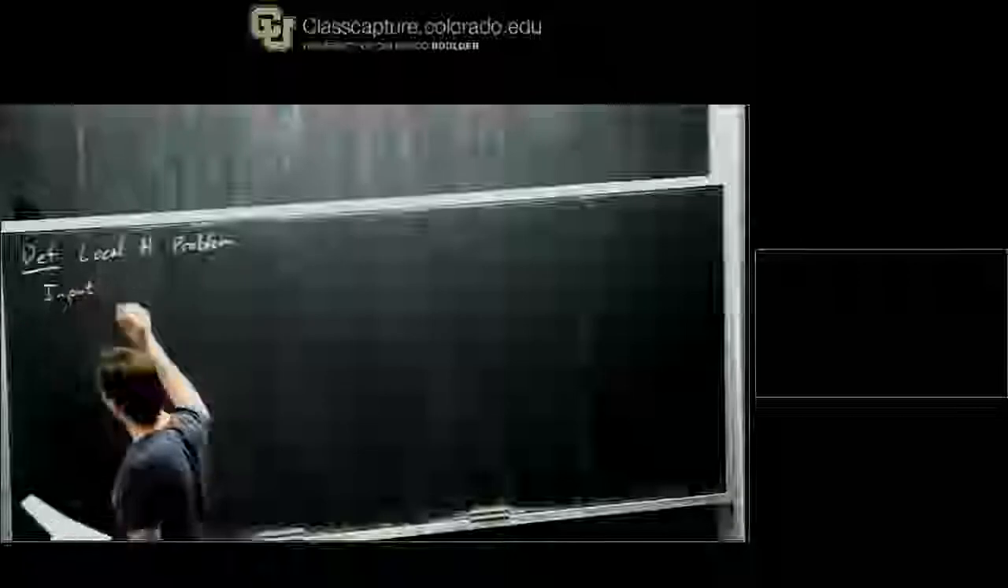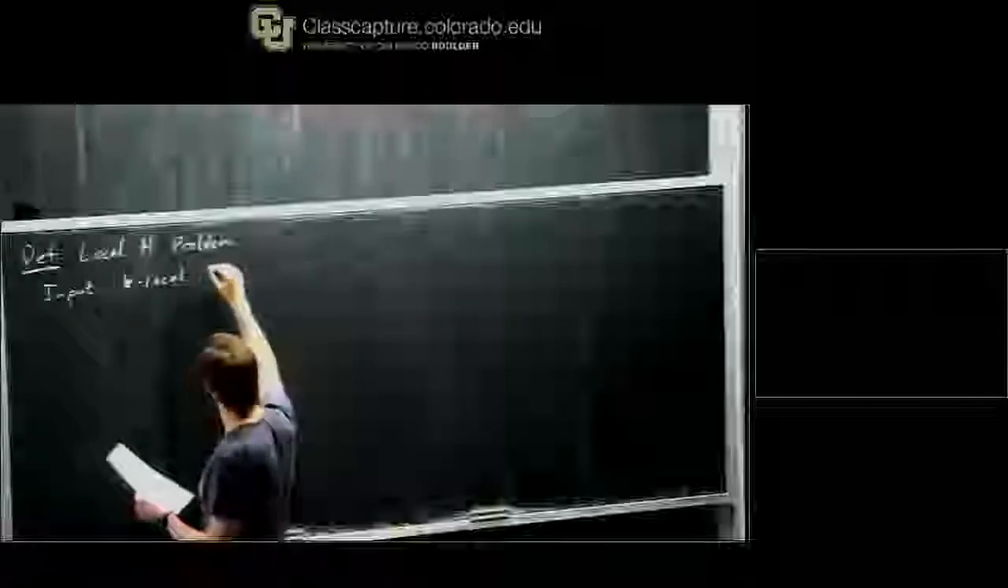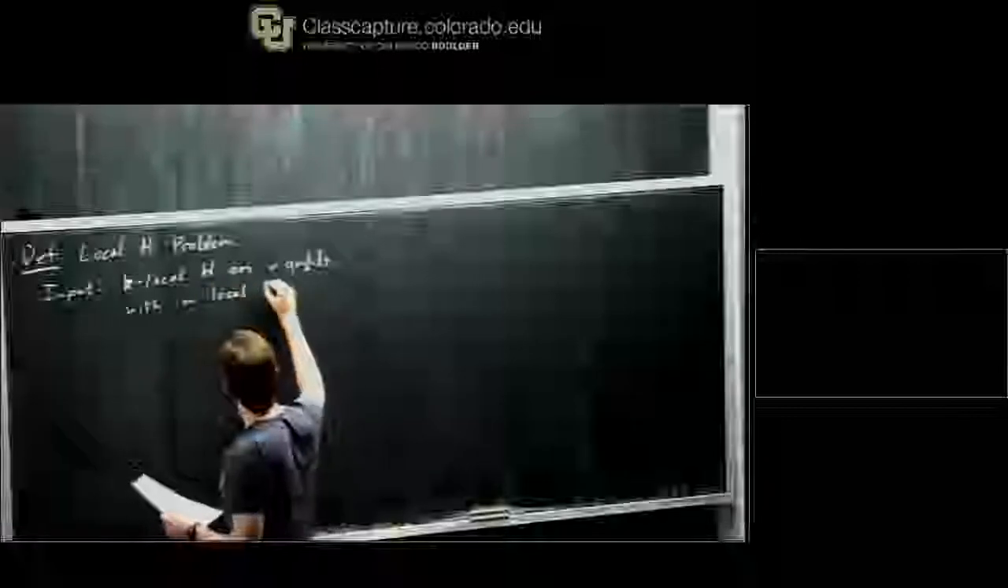So let's formulate it as a computational problem. The input to the problem is a k-local Hamiltonian, and let's put some parameters here: on n qubits with m local terms, local interactions, let's say local terms.